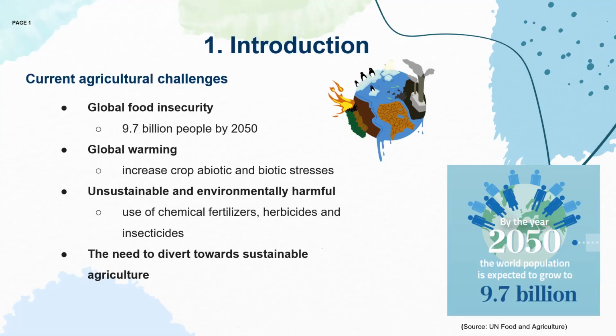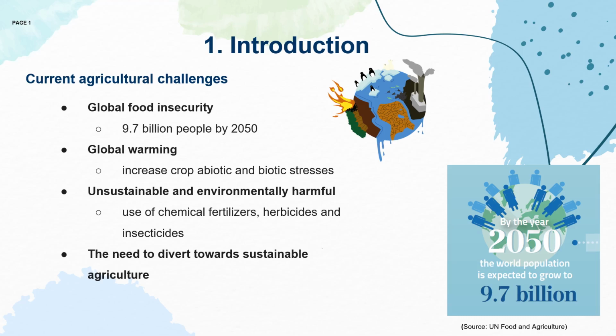By 2050, the United Nations expects the global population to reach 9.7 billion, and agricultural practices are under pressure to provide increased yields to feed everyone. Additionally, due to global warming and the climate abnormalities associated with it, crops typically encounter increasing abiotic and biotic stresses, which severely affects their growth and productivity.